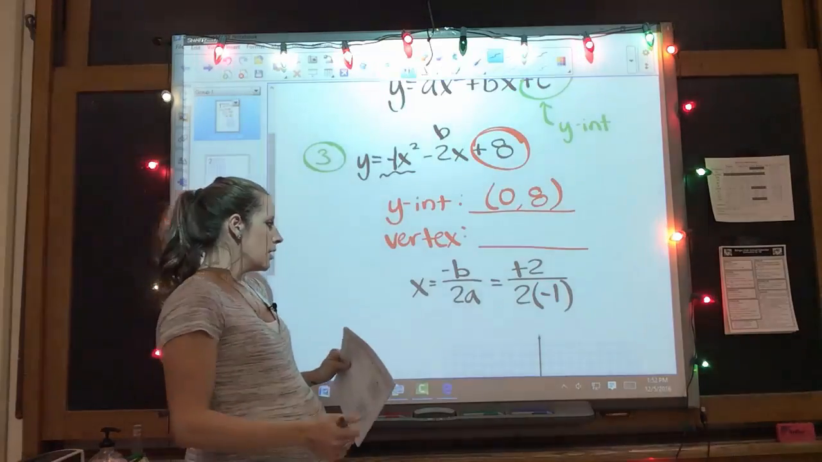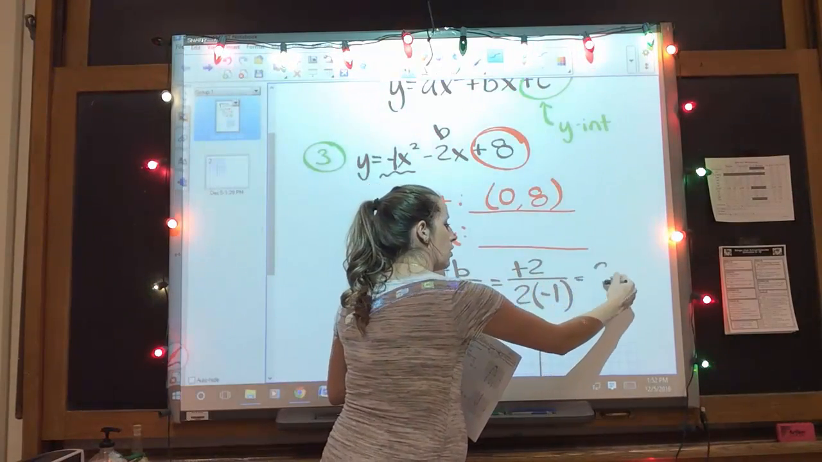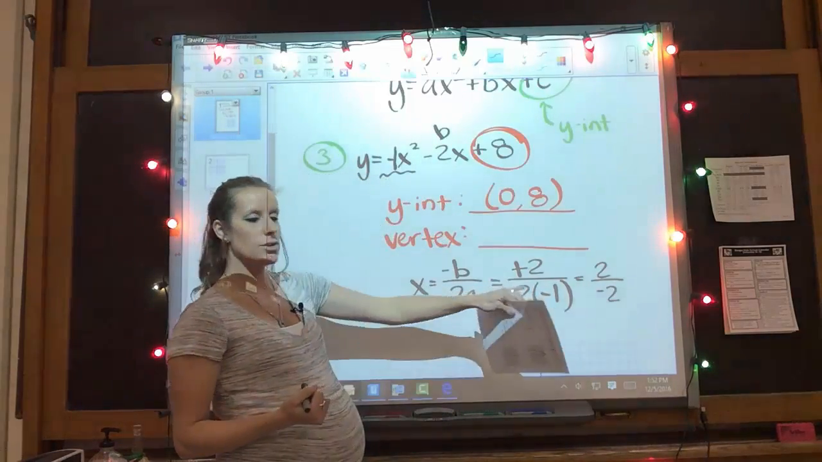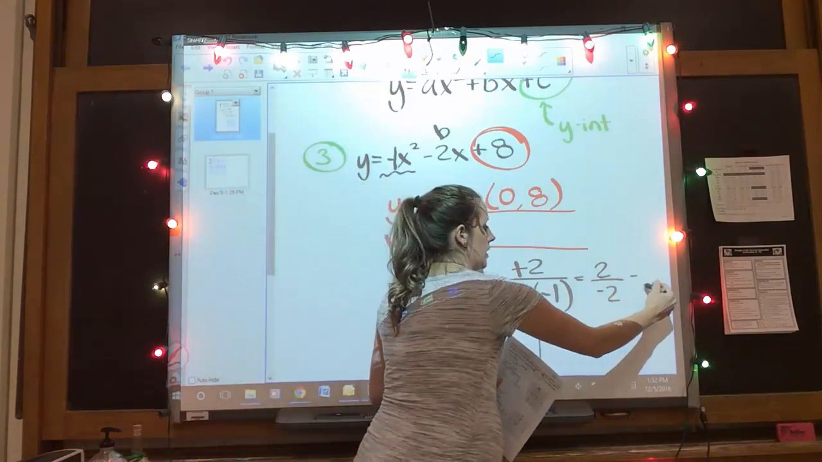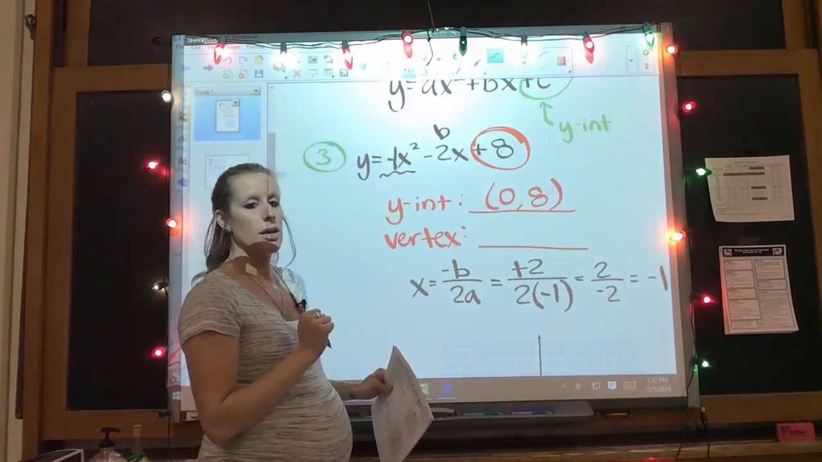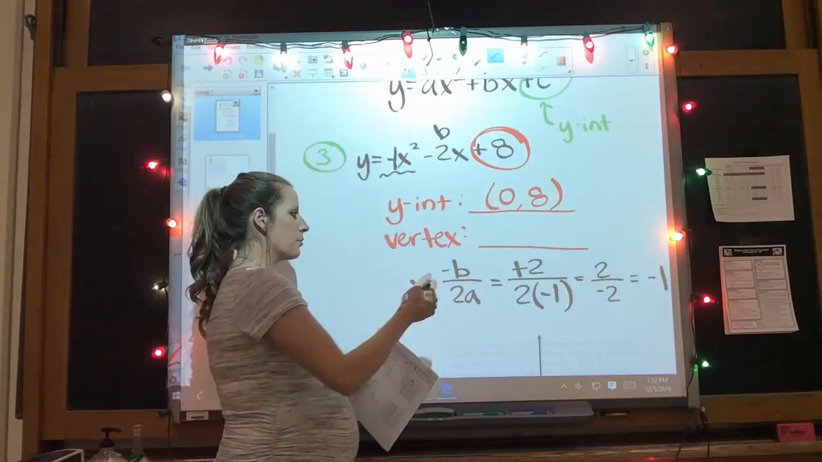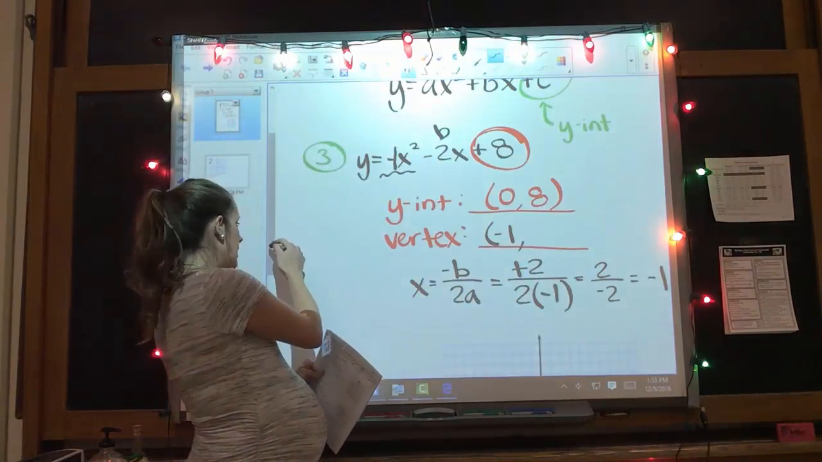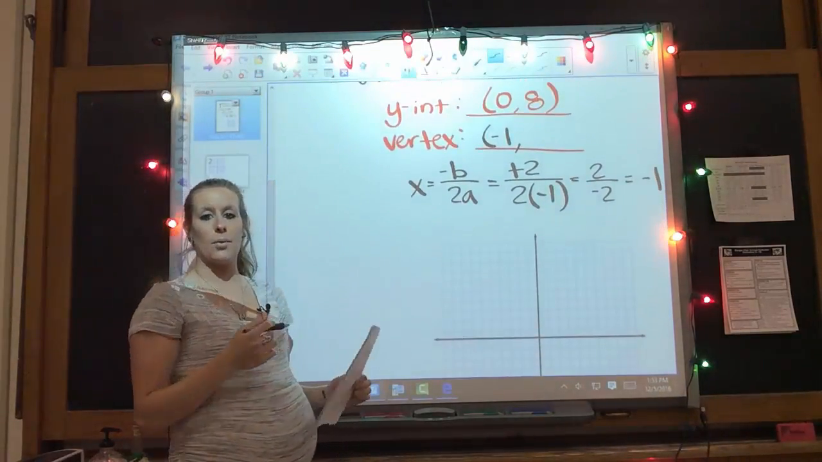Okay. So this would be 2 over 2 times negative 1, which is negative 2. And 2 divided by negative 2 is negative 1. Okay, so I know the x value of my vertex will be at negative 1. And then I'm going to let the calculator tell me what my y is going to be.